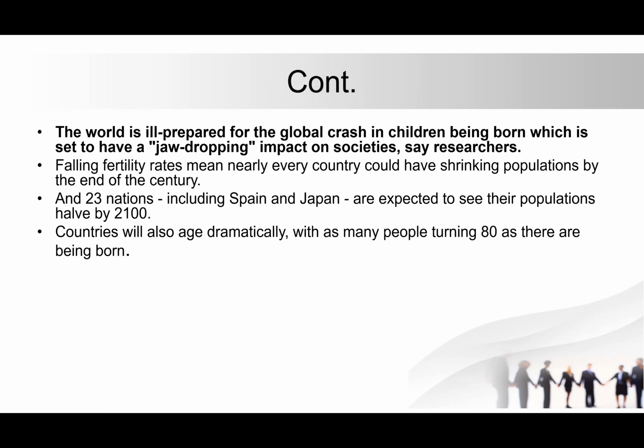The world is ill prepared for the global crash in children being born, which is said to have a jaw-dropping impact on societies, say researchers. Falling fertility rates mean nearly every country could have a shrinking population by the end of the century. And 23 nations, including Spain and Japan, are expected to see their population halve by 2100. Countries will also age dramatically, with as many people turning 80 as are being born.